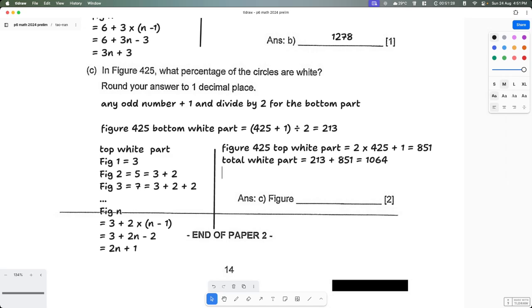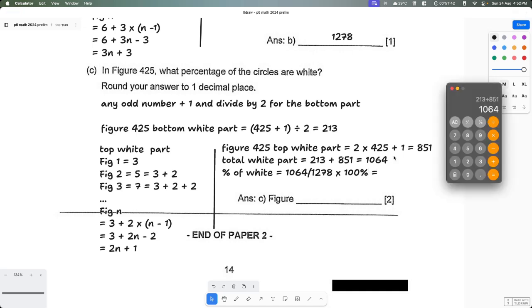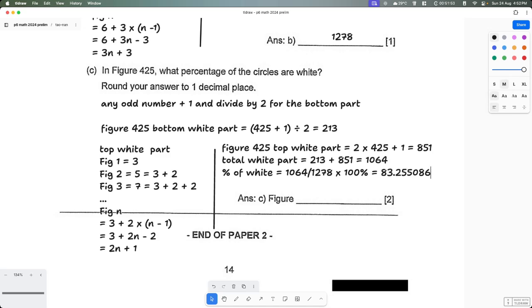Okay, so percentage of white is equal to 1064 out of 1278 times 100%. So let's do that. Divided by 1278 times 100%. 83.255 dot dot dot, which is equal to 83.3%. Okay, there you go. So that's your answer, 83.3%.